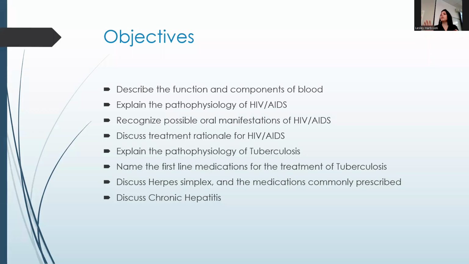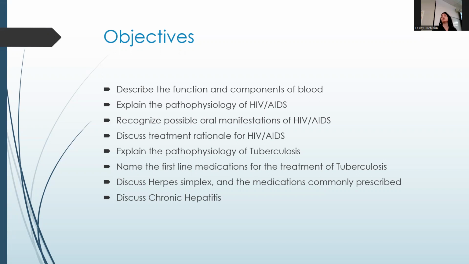So there are 2 slide objectives. This is the first slide objective: to describe the function and components of the blood. So we're going to talk about just the blood because, you know, viruses oftentimes are spread that way. Explain pathophysiology of HIV and AIDS, recognize possible oral manifestations of HIV/AIDS, discuss treatment rationale, explain the pathophysiology of tuberculosis.